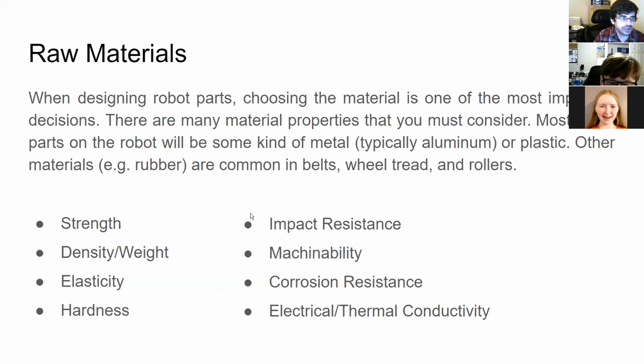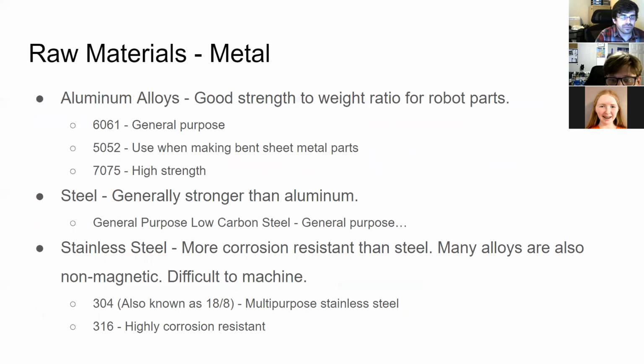This list is just important material properties. You have your strength, your weight, your elasticity, hardness, impact resistance. How machinable is it? Is it easy to machine or hard to machine? Is it just going to rust on your robot? How corrosion resistant is it? And then if you're working with electronics, what sort of conductivity does it have? Electrical conductivity and thermal conductivity go hand in hand. Typically, if a material is good at one, it's good at the other.